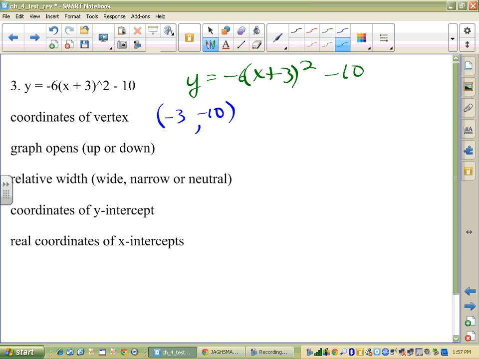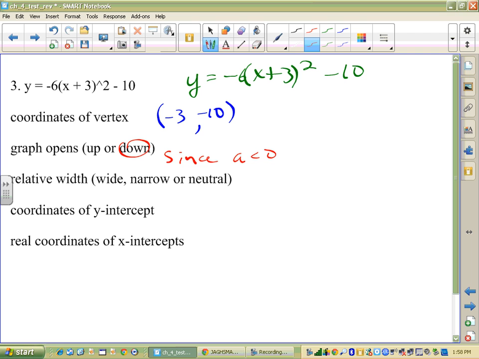Well, you might have to think, but the x coordinate's always the opposite of what you think. It's always counterintuitive. The graph. How does the graph open? Well, my a value tells me that. My a value is -6. So the graph opens down since a is less than 0.